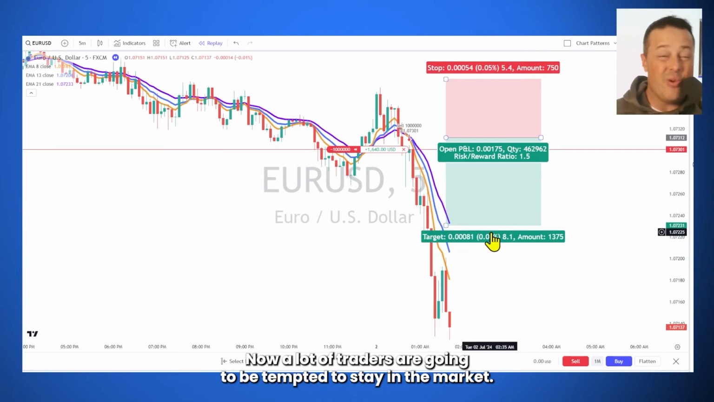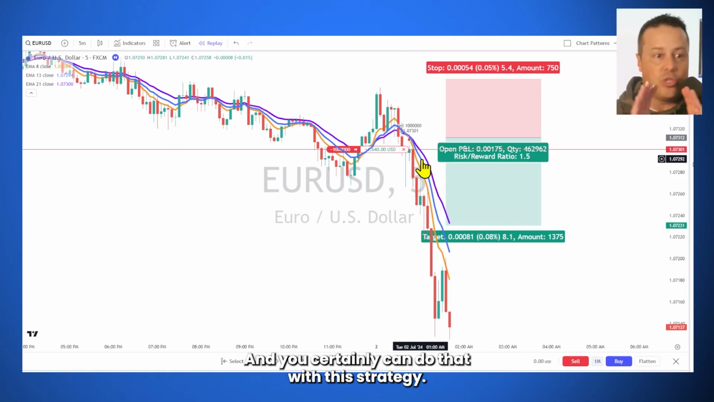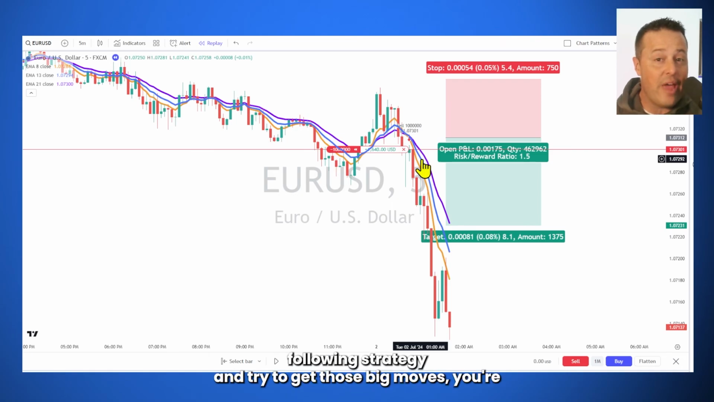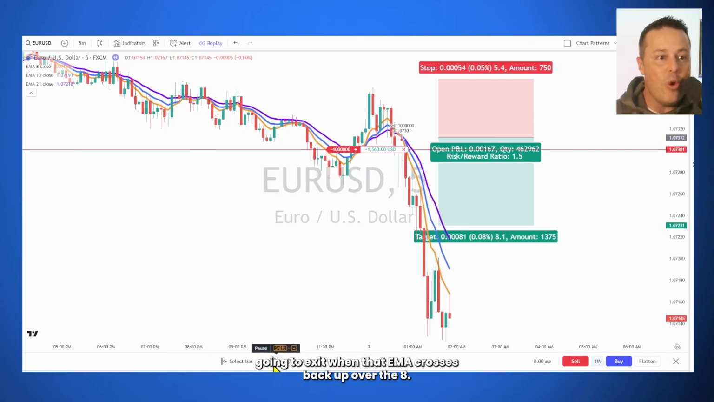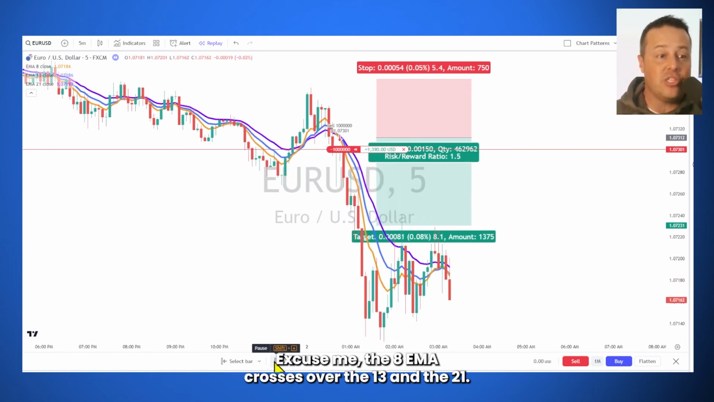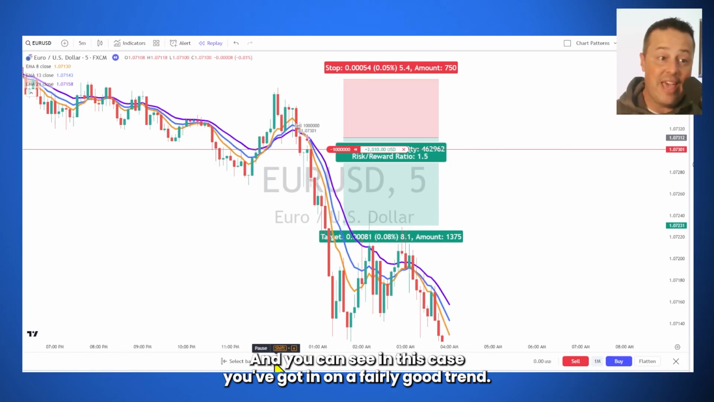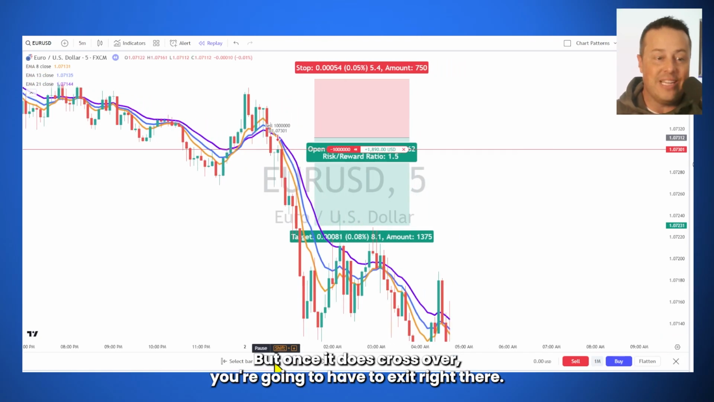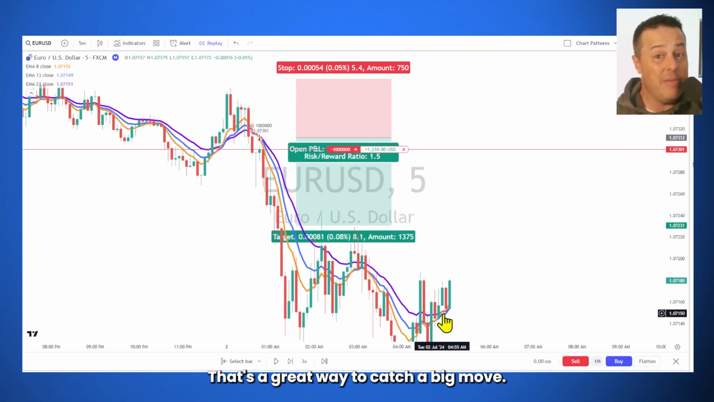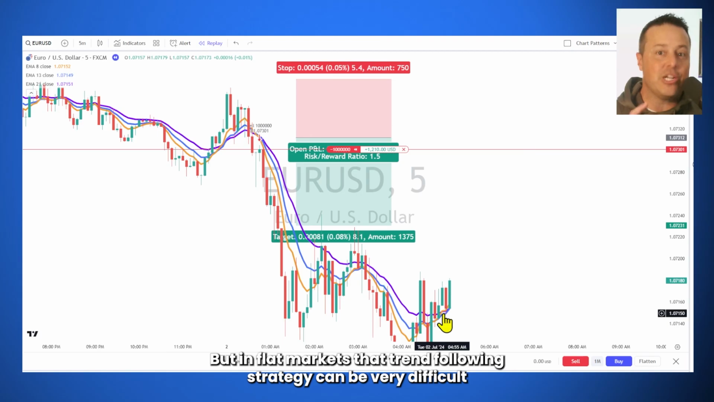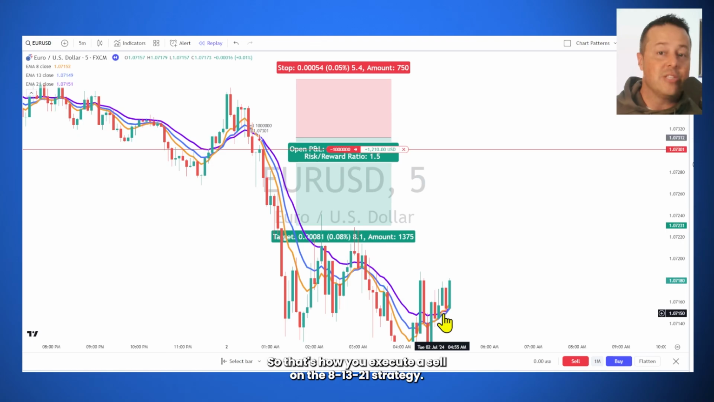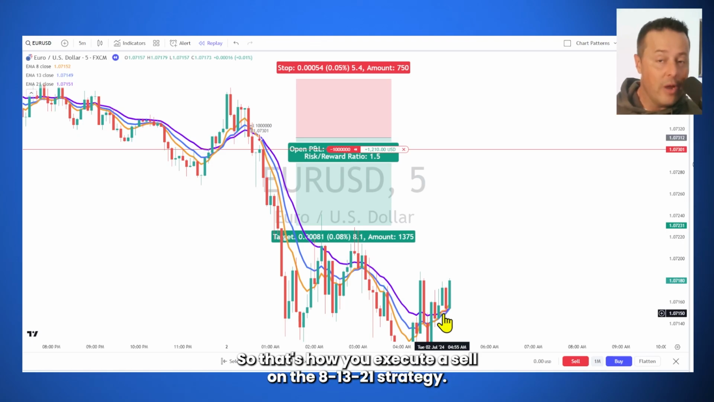Now, a lot of traders are going to be tempted to stay in the market, and you certainly can do that with this strategy. Just remember, if you're going to use it as a trend following strategy and try to get those big moves, you're going to exit when the 8 EMA crosses back over the 13 and the 21. And you can see in this case, you've got in on a fairly good trend, but once it does cross over, you're going to have to exit right there. That's a great way to catch a big move, but in flat markets, that trend following strategy can be very difficult to execute, especially when you get into choppy whipsaw trade. So that's how you execute a sell on the 8-13-21 strategy.